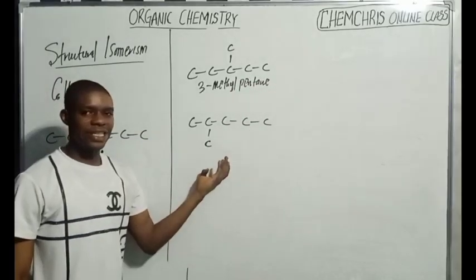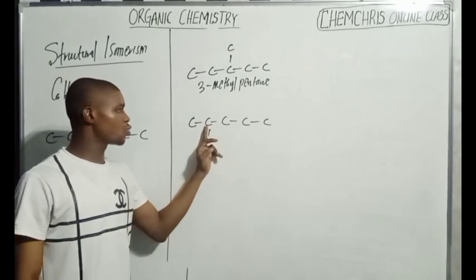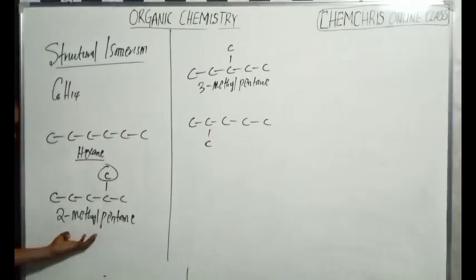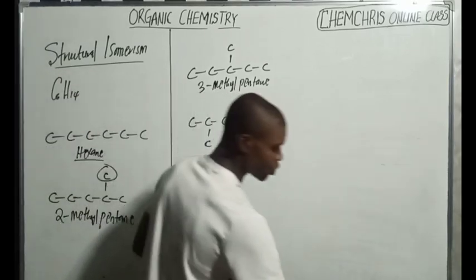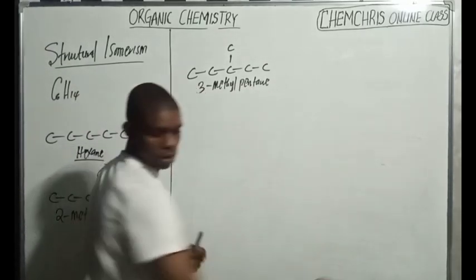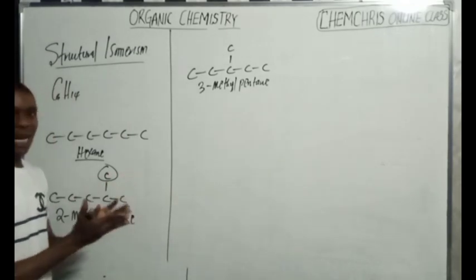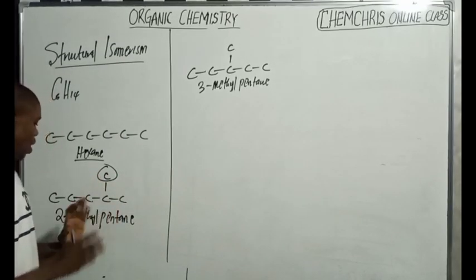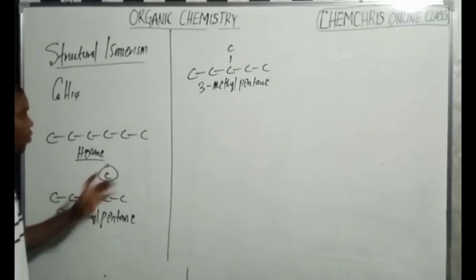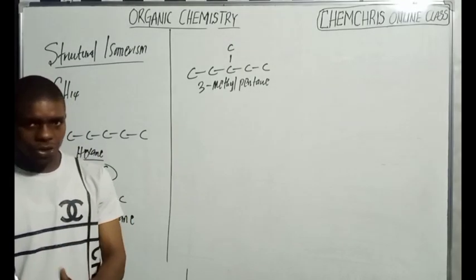Now what about this one here? It's going to be 2-methyl, 1, 2, 2-methyl pentane, which is also the same as this one. So that means this one does not exist. So when the parent chain is 5, we only have 2-methyl pentane or 3-methyl pentane. Do you understand now?